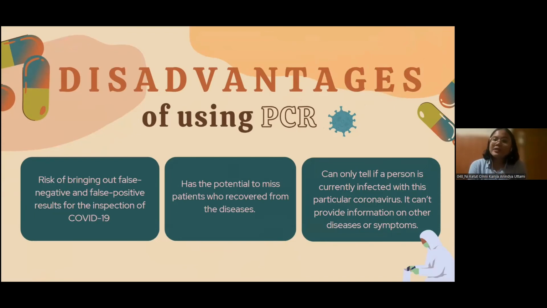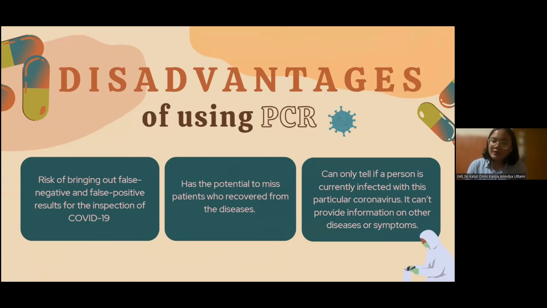Here I'm going to explain about the disadvantages of using PCR. Despite being the gold standard, PCR has its own disadvantages. PCR can be inconsistent for detection. PCR has been shown to bring out false negative and false positive results for infection of COVID-19. The false negative results may occur because of mutation in the primer and probe target in the SARS-CoV genome.